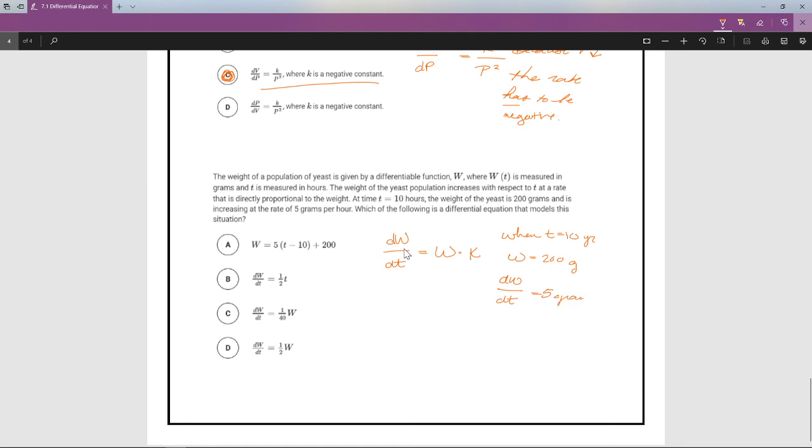So now all you have to do is solve for dW dt. So we say 5 equals 200K, so that K equals 5 divided by 200. Then we would say K equals 1 over 40. So that dW dt equals W times 1 over 40. And once again, we're left with option C.